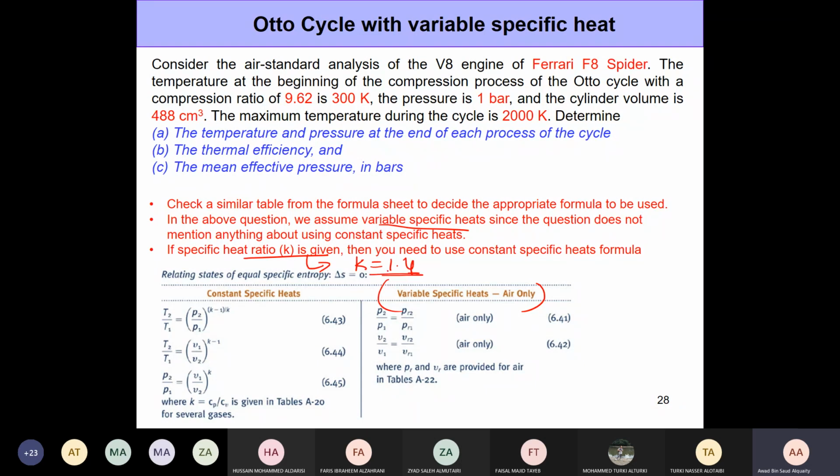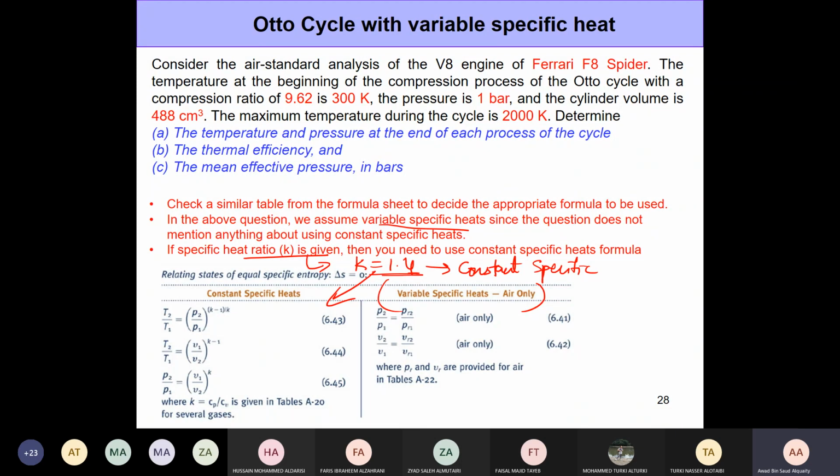For example, they say consider specific heat ratio to be 1.4 throughout the cycle. Now, if they say this, it is basically telling you that you're treating specific heat to have one value throughout the entire cycle, which is an approximation and which basically tells you that you need to make use of constant specific heats, right? So this is something that you can pick up and understand from the question itself. So again, by default, use variable specific heats.